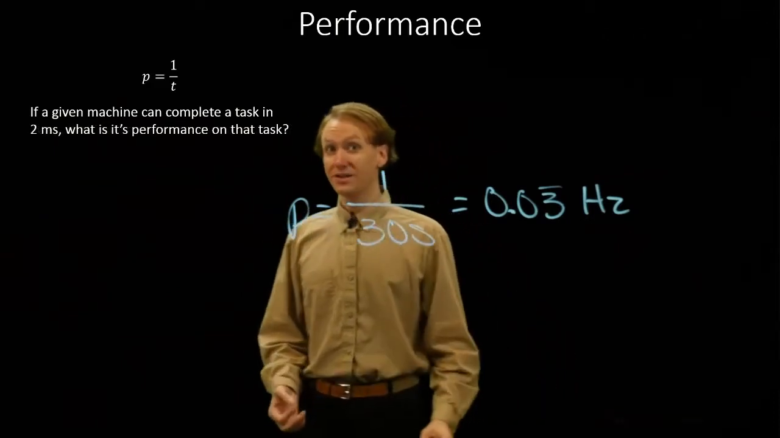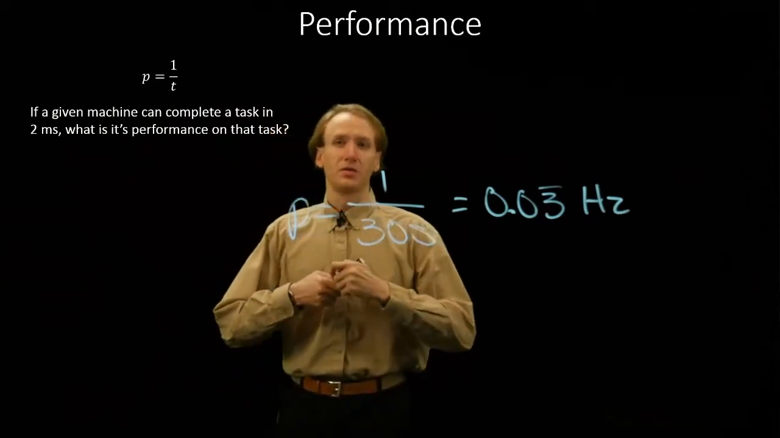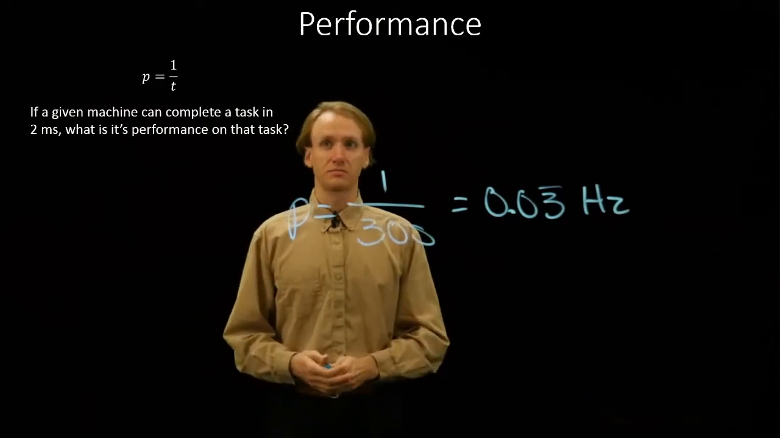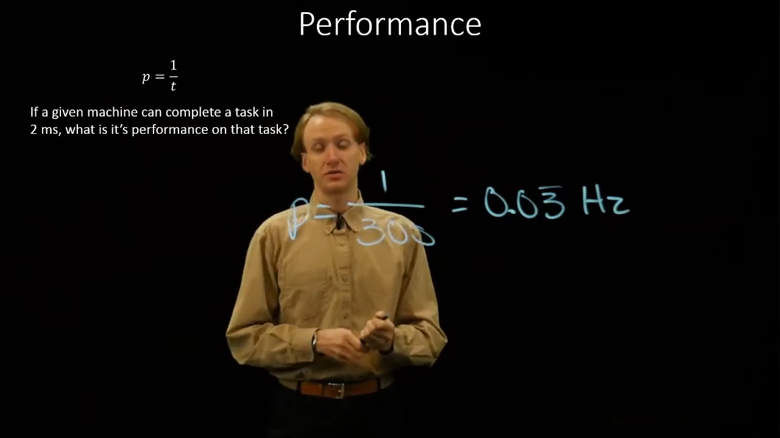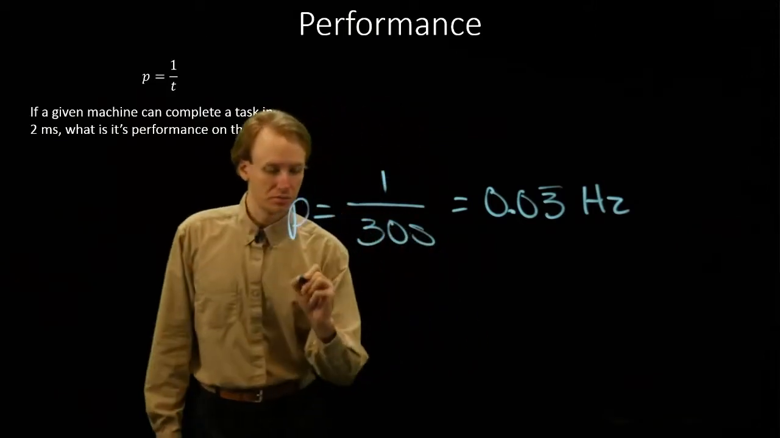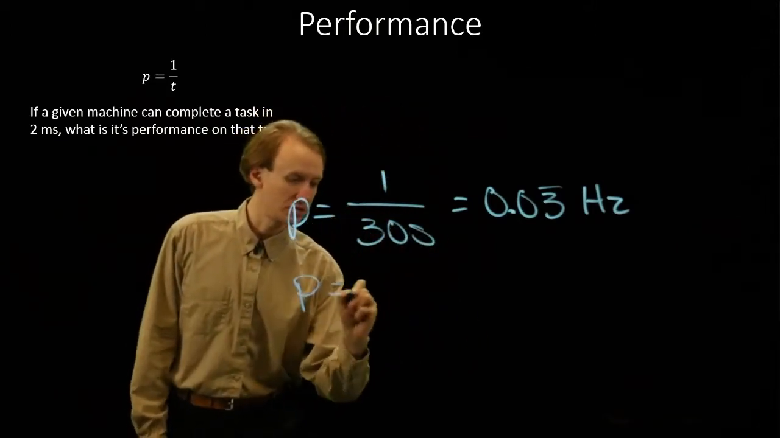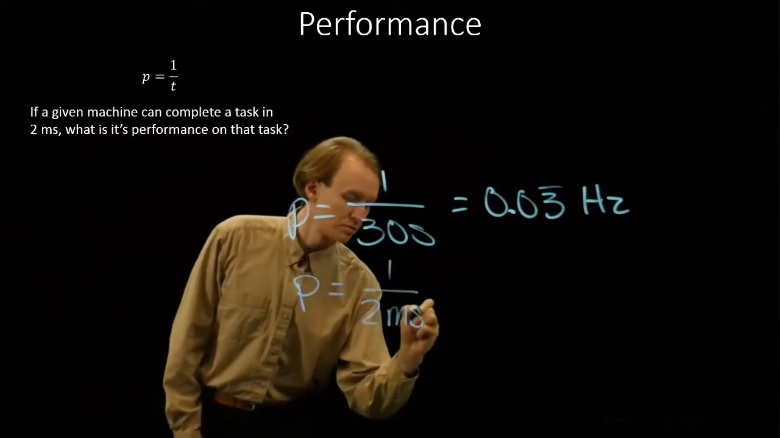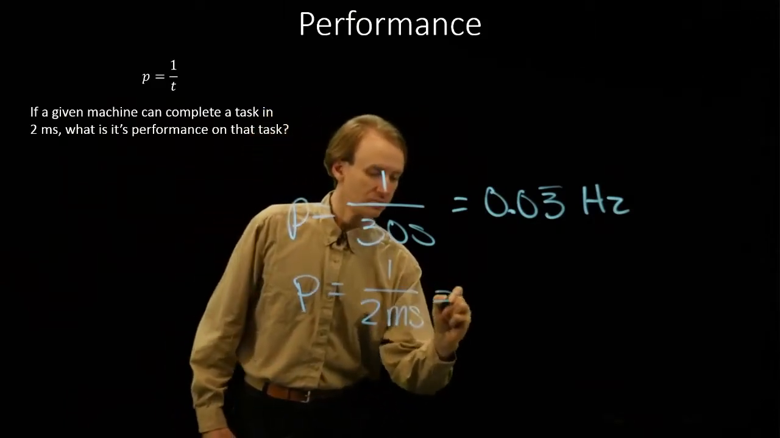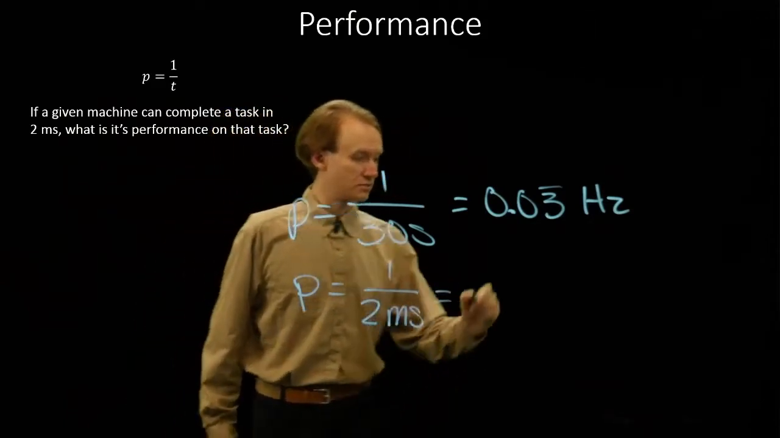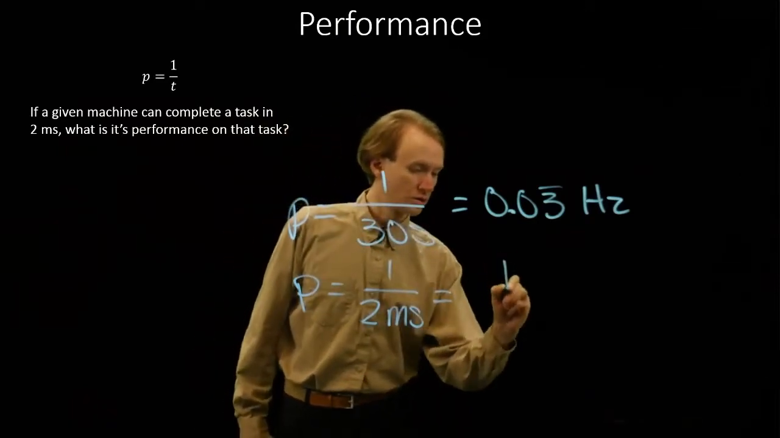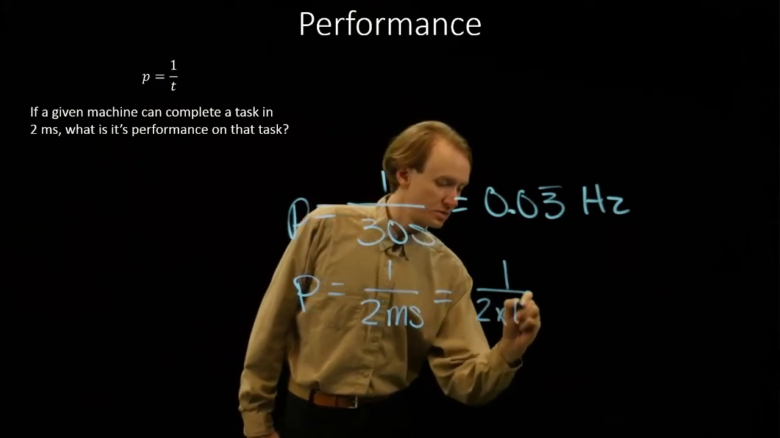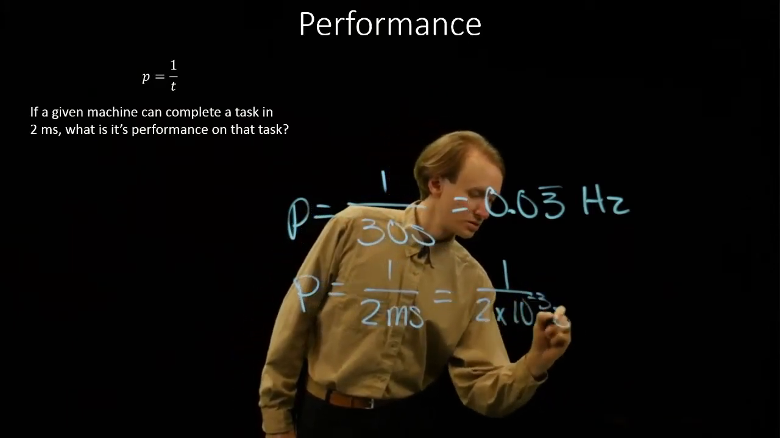For a slightly more complex example, we can look at, well, what's the case if instead of 30 seconds, our computer completes a different task in 2 milliseconds. So again, have performance equals 1 divided by 2 milliseconds. So 2 milliseconds is much, much smaller than 1. So that will be 1 divided by 2 × 10⁻³ seconds.